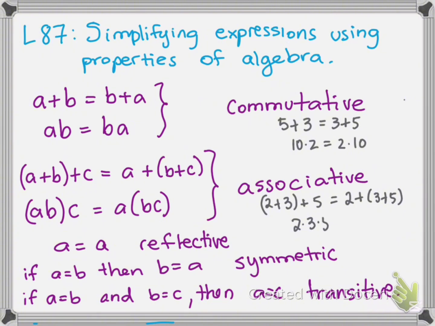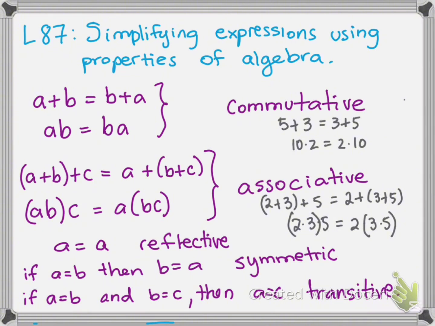The reason why we do this is for easy simplification. So if it's easier for me to multiply 2 times 3 and then times 5, or to multiply 3 times 5 and then times 2, then I can do that and it doesn't affect the answer, but it helps me do it in my mind.